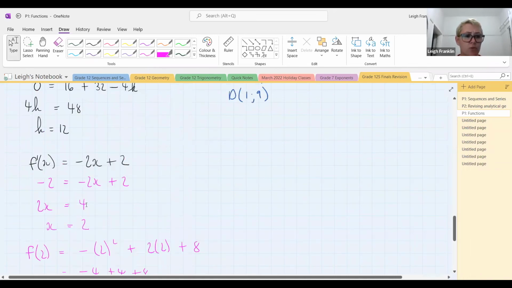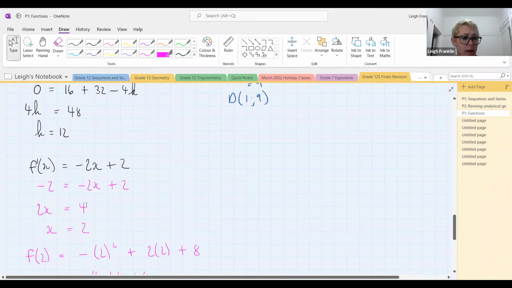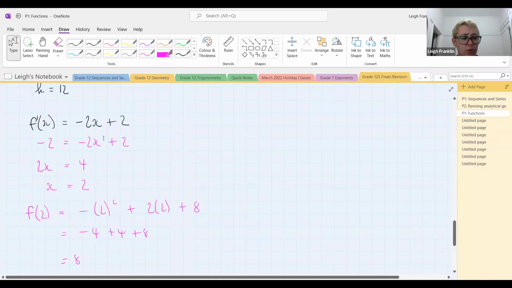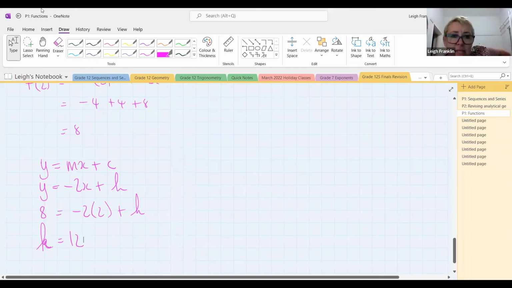I don't know which method you prefer. I think doing it the first way is probably a little bit quicker, but you'd have to find the first derivative, make it equal to negative 2, solve for the x and the y at the point of tangency, and then sub that into y equals minus 2x plus k to solve for k. Does that make sense to everyone?